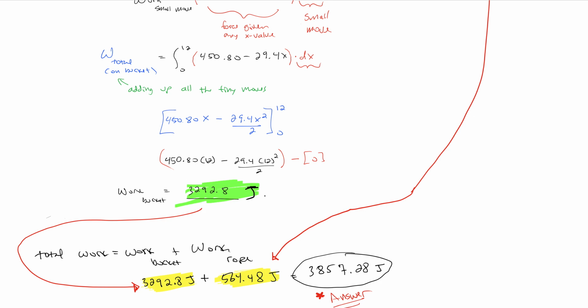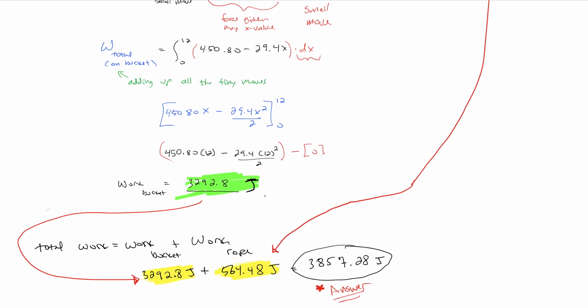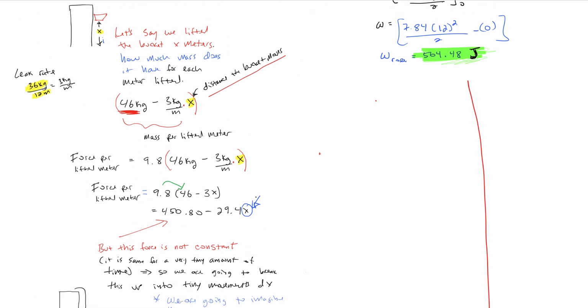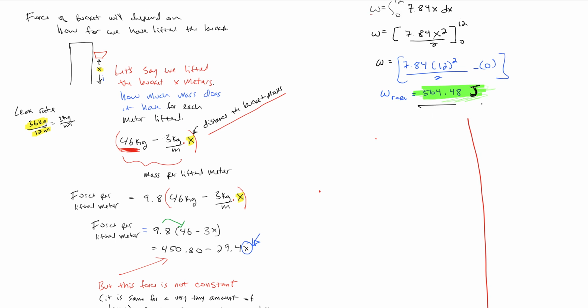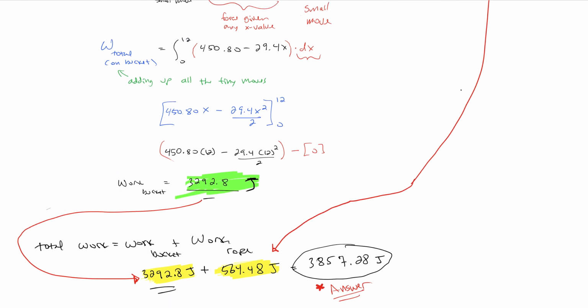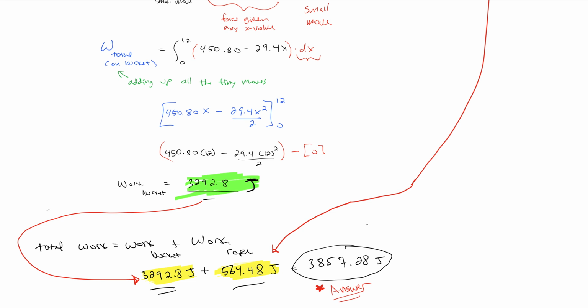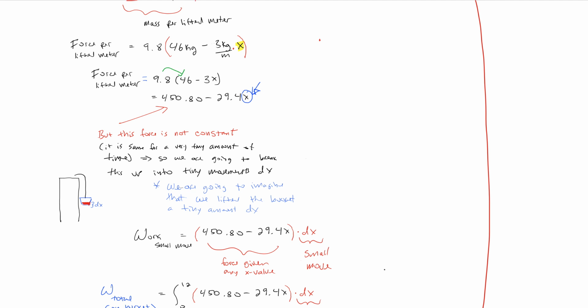Then you add the bucket component, which is this number right here, plus what we figured out earlier, which was the work from the rope component. That goes right here, and then this gives you your answer. It's going to be in joules since it's all in kilograms and meters and seconds, which is 3,857.28 joules. And that's it.